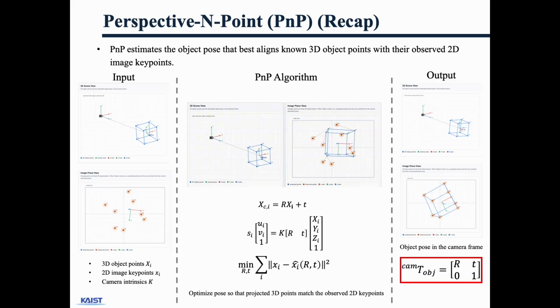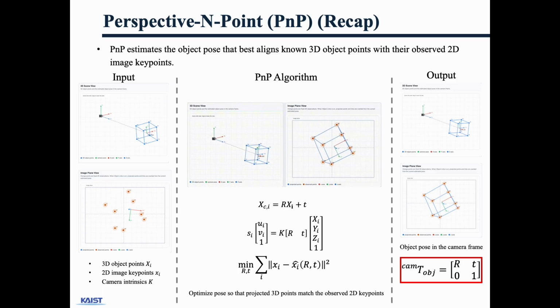Now let us briefly review Perspective-n-Point, usually called PnP. PnP is a classical algorithm for estimating object pose from geometric correspondences. The goal is to estimate the 3D pose of an object in the camera coordinate frame. The input consists of three things.